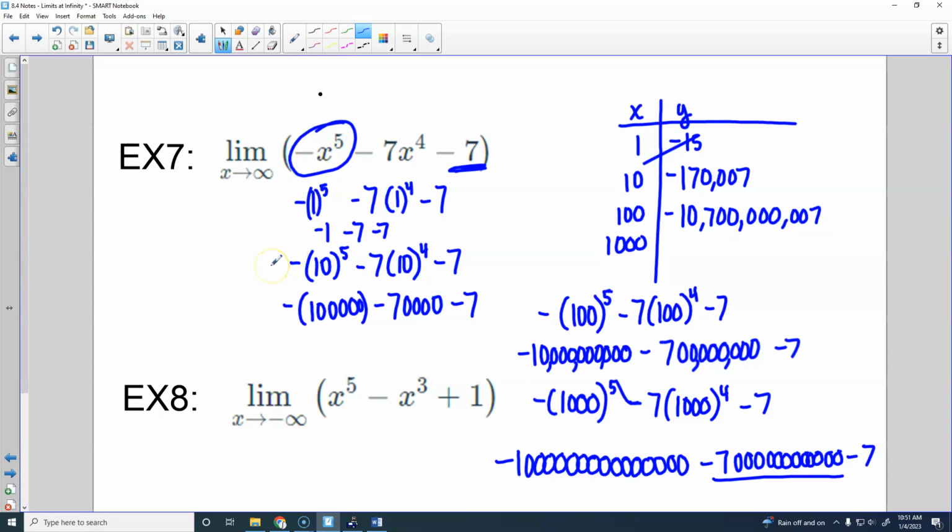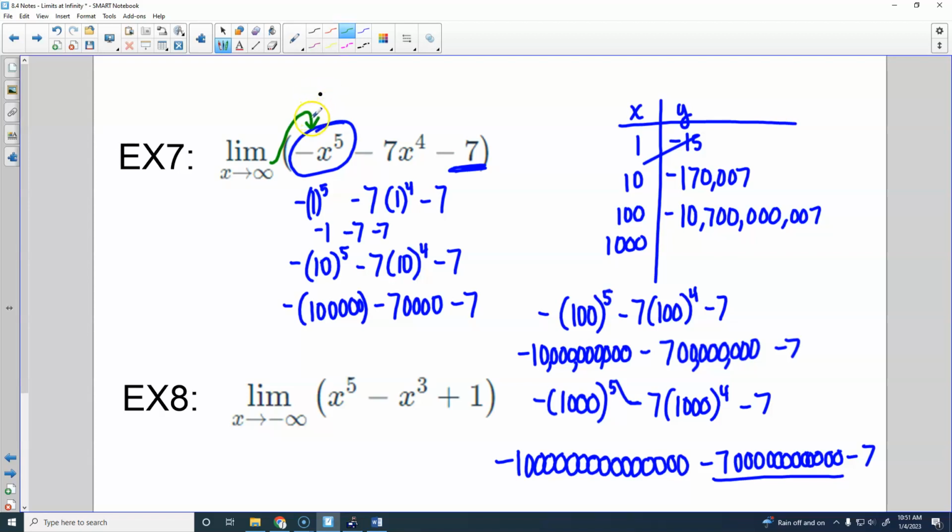So whenever we do problems like this, if you have one that is just a limit as x approaches infinity of an expression, you really only have to look at whatever has the highest exponent. Because that's the only one that's going to matter whenever you're looking at really, really, really large numbers.